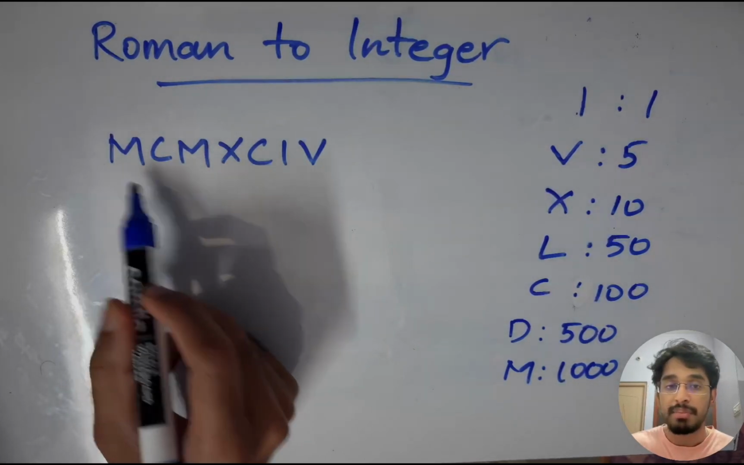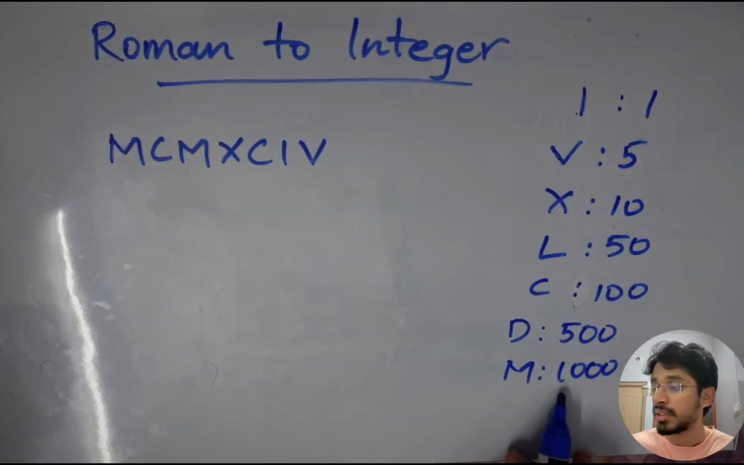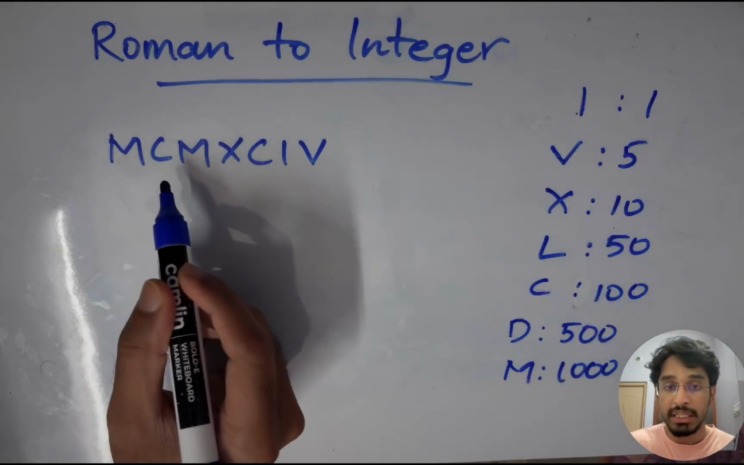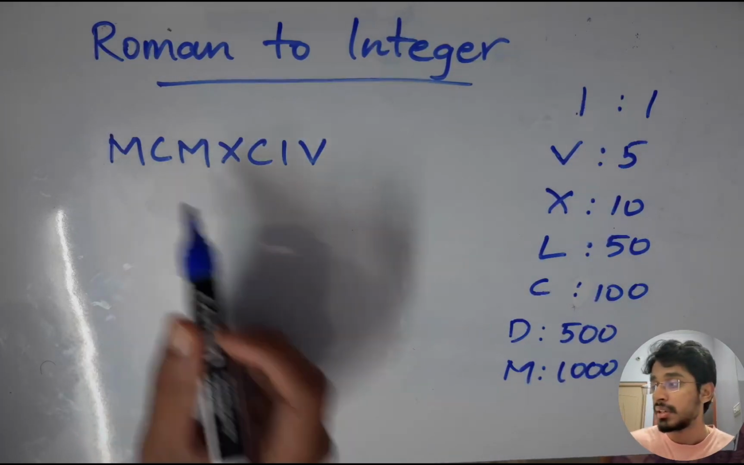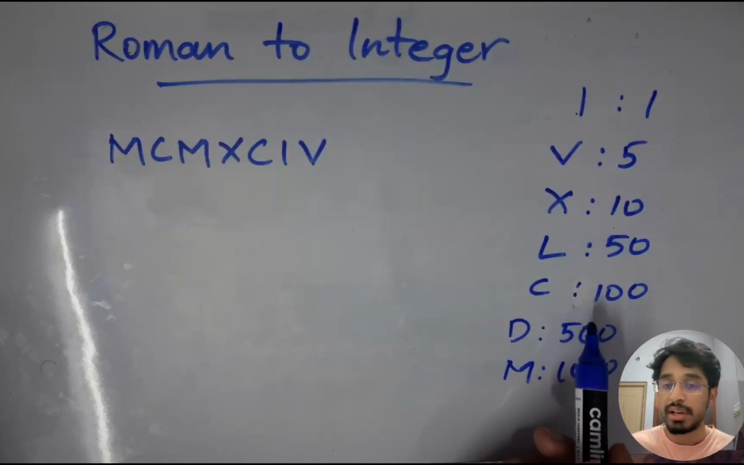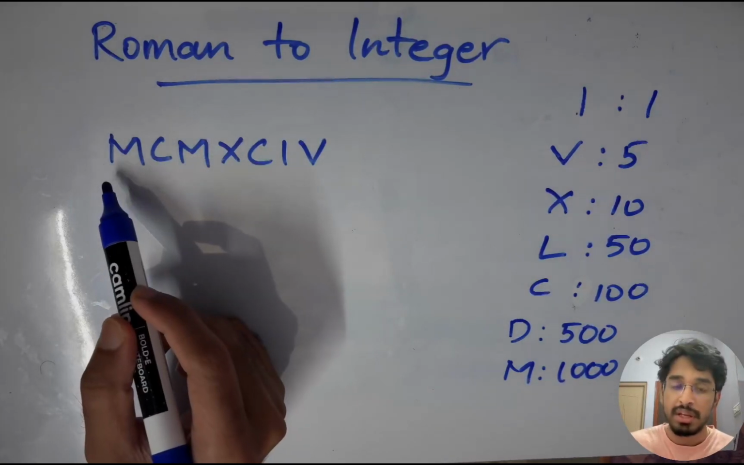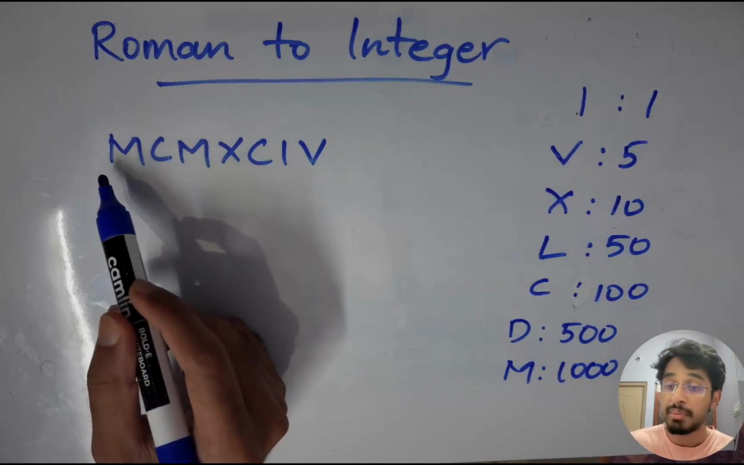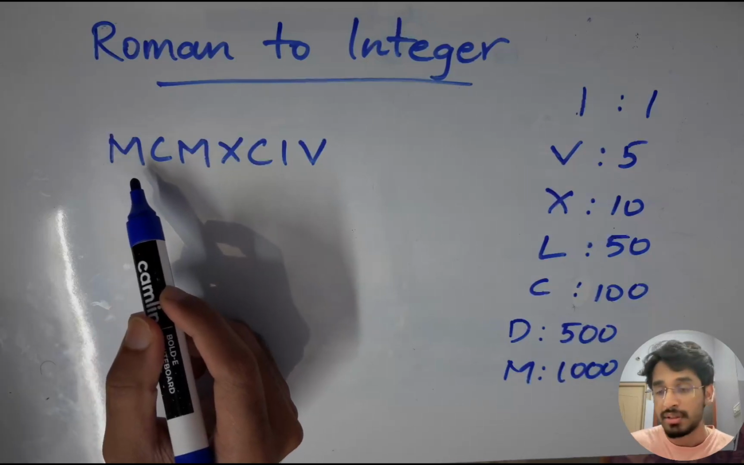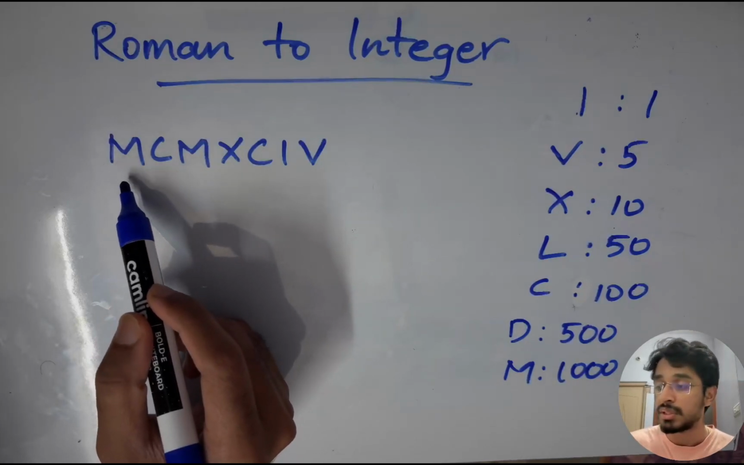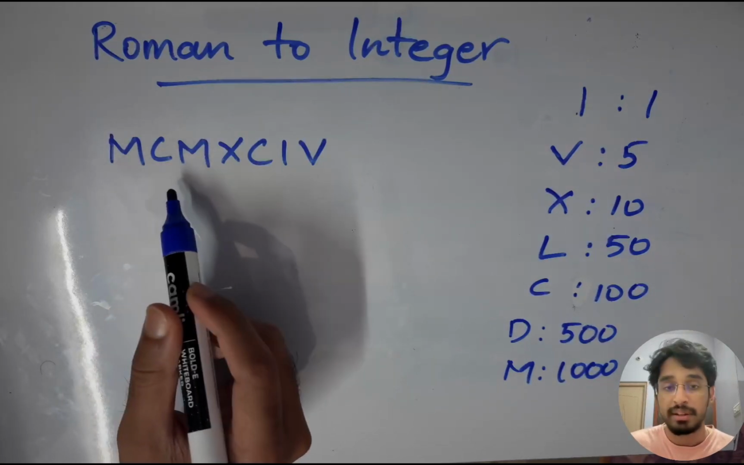So the value of M, as I told you, within our map we need to check, is 1000, and what is the immediate next value of that? That is C. So the value of that is 100, right? As I told you, if the next value is less than the previous value, then we need to subtract the next value from the previous value, but here it's not the case. Here M is 1000 and C is 100, so we just need to add them.